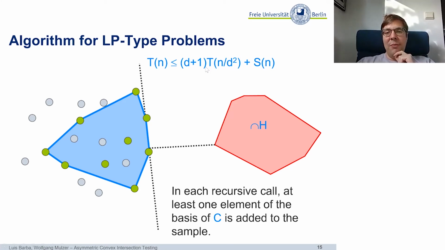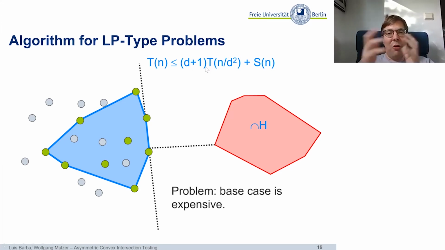But the only problem is that at some point I will end up with some subset of constant size. So, I just keep decreasing the number of points in C, the number of constraints. At some point I will have a constant size set of constraints, and then at the bottom of the recursion, at the base case, I have to do something brute force. And this will be expensive because somehow all the constraints from H are still there.